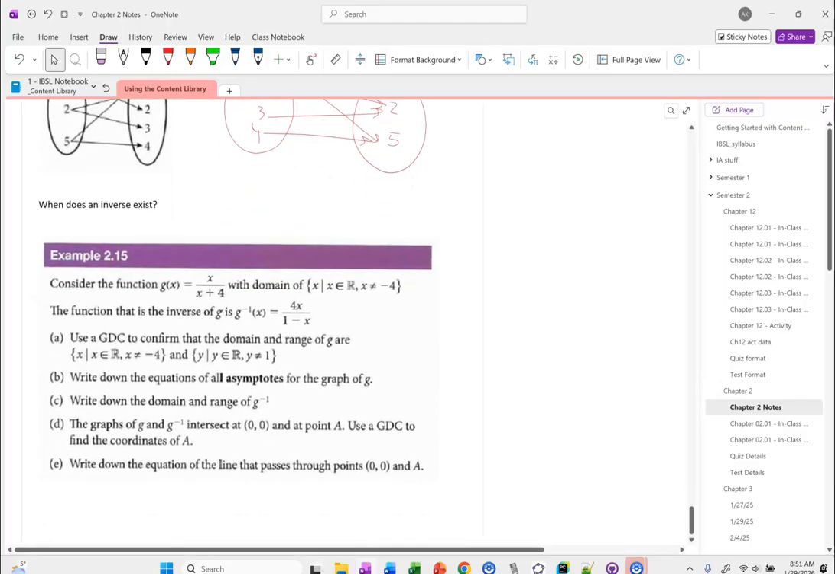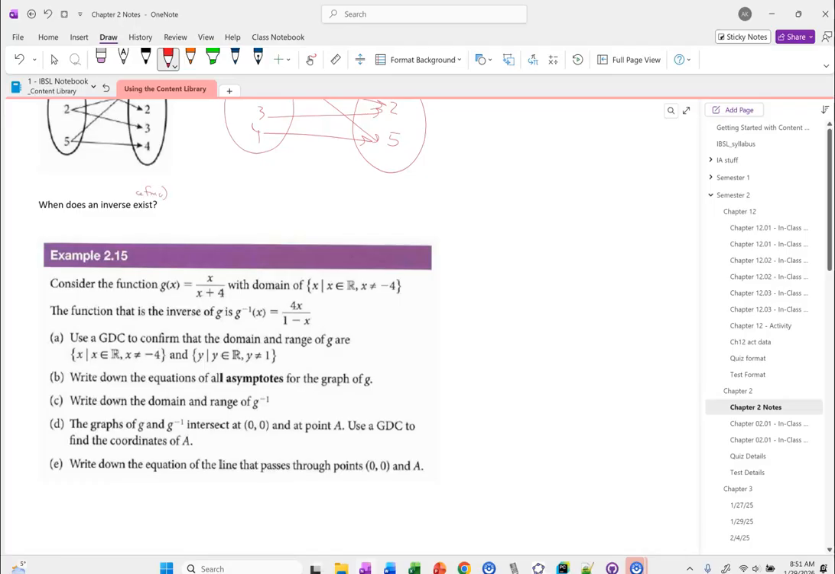When does an inverse exist? So we should really say, when is an inverse a function? Does anybody remember? If f is 1 to 1, then f inverse is a function. That's the rule. What does 1 to 1 mean? Means there's no repeated y coordinates. So graphically, f needs to pass a horizontal line test to guarantee that f inverse is a function.